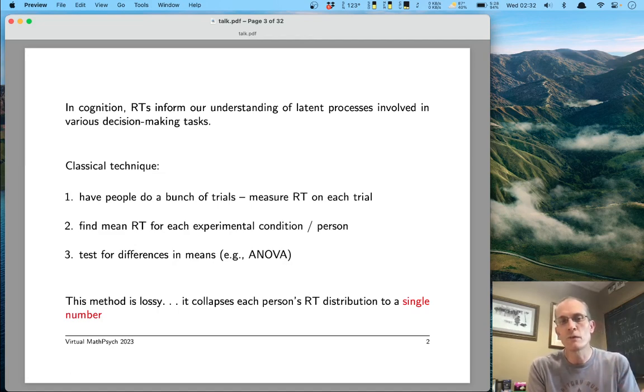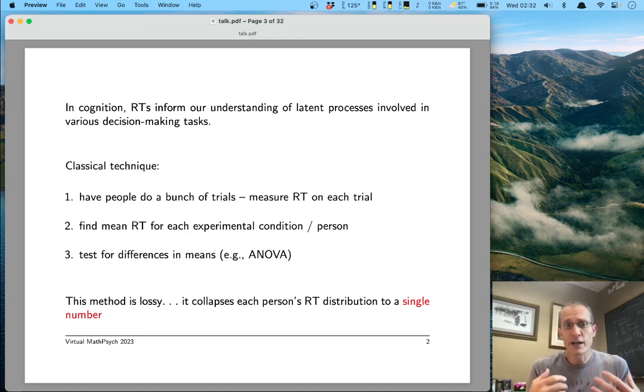Well, usually we find the mean response time for each experimental condition and person. So we look at all the design cells, we've got this many people with this many conditions if it's repeated measures, and then we find the mean in each one of those conditions. And then what we do is we submit all of those means, or sometimes medians, but those single numbers in each condition into some sort of statistical test where we can test for differences in means, usually with an ANOVA.